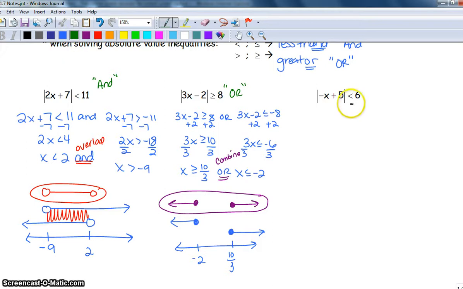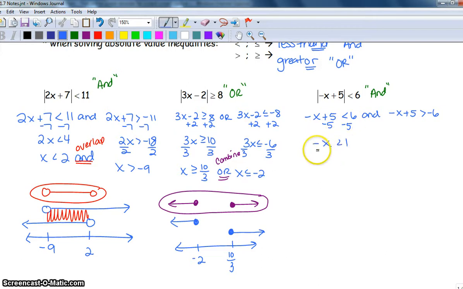Next, we've got less than 6, which means we've got an AND problem. And I'm going to set it up with my two inequalities. So I've got a negative x plus 5 is less than 6. Remember, we just dropped the absolute value bars. And then we set it up again, the left staying the same, changing the less than to a greater than, changing the positive to a negative 6. Move the 5 over. Negative x is less than 1.